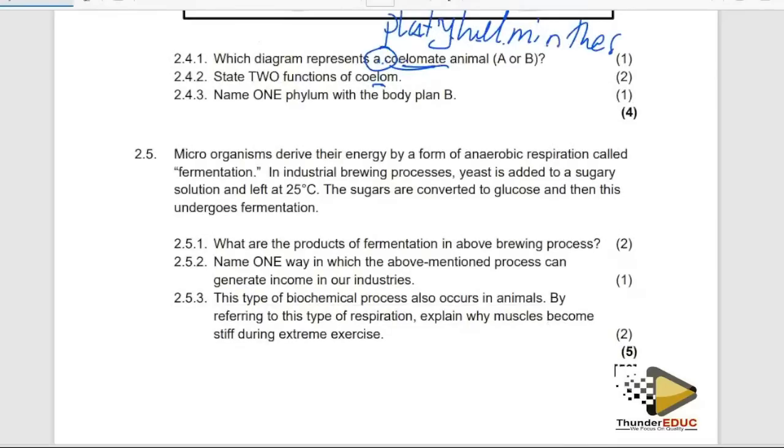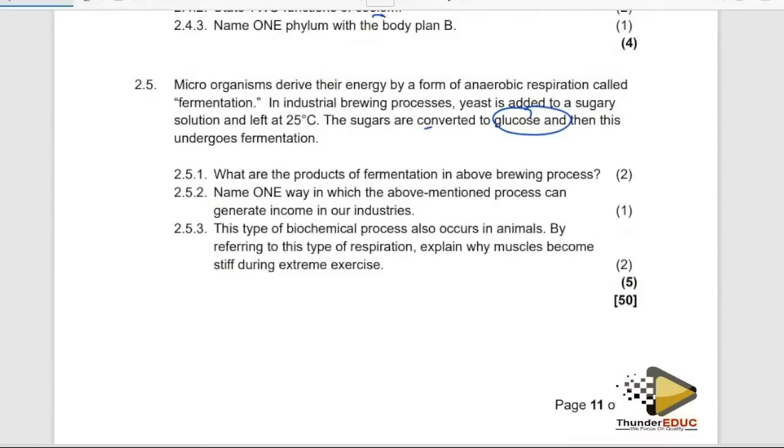Anyway, what are the products of fermentation in the above brewing process? You have to read, saying that sugar is converted into glucose and then undergoes fermentation. So these sugars are converted into glucose. And then what happens when they are converted into glucose? They will undergo fermentation. So, what is going to happen here? They are looking for the product. Name the product of fermentation.